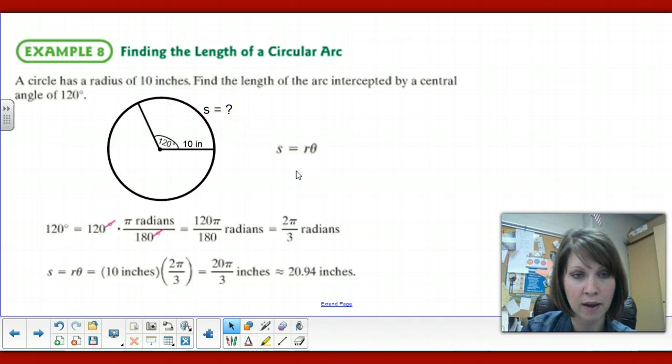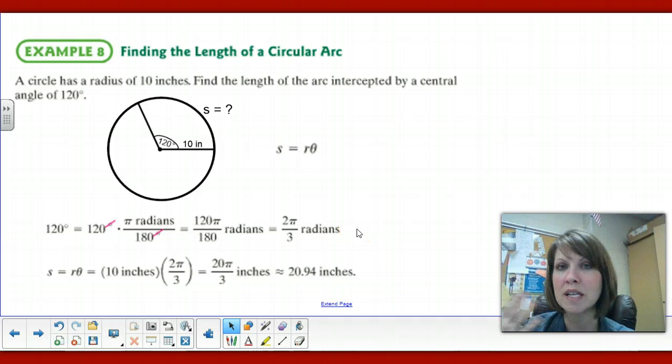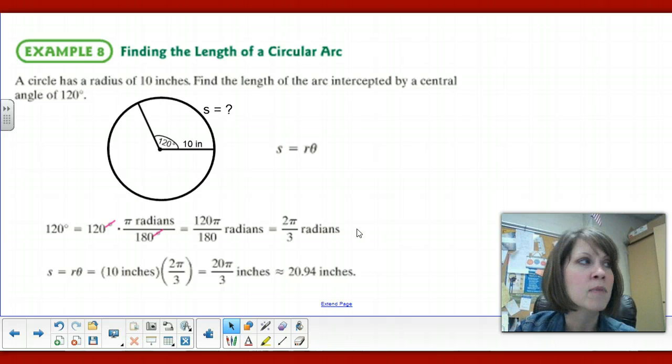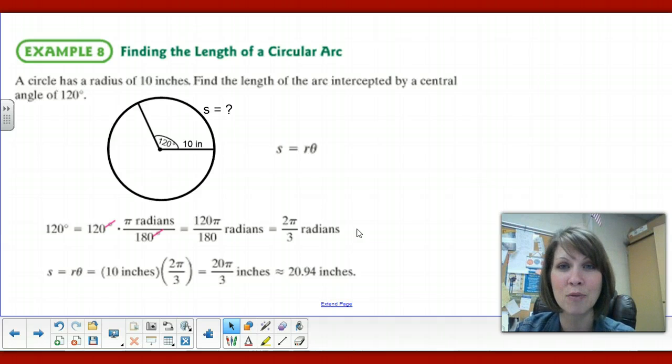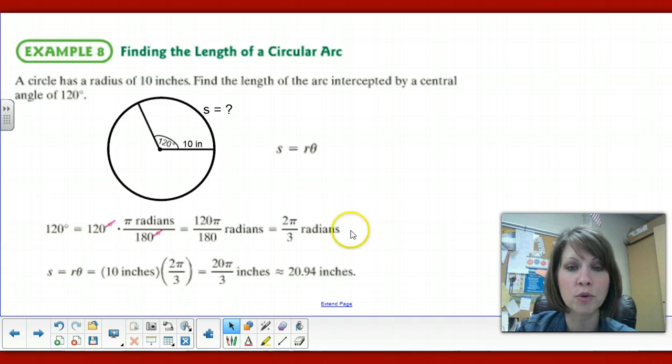S equals R theta. Notice the first thing that we had to do was convert degrees for the angle into radians. That's something that's so easy to forget. But if you put in a degree angle, you're going to get a wrong answer. And on the quizzes, it's possible with multiple choice that the wrong answer that you get when you plug in degrees could be a choice. So please, please, please make sure that you convert to radians and then you plug that in.